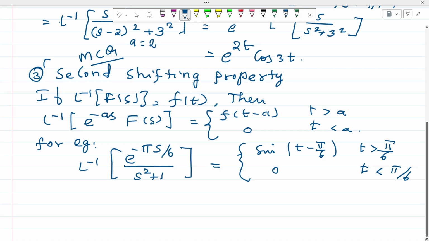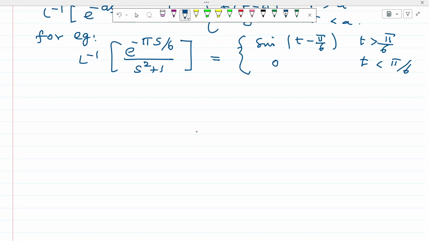Second shifting property. Next one is the change of scale property, the fourth property. First one is linearity property, second one is first shifting property, third one is second shifting property, and the fourth one is change of scale property.